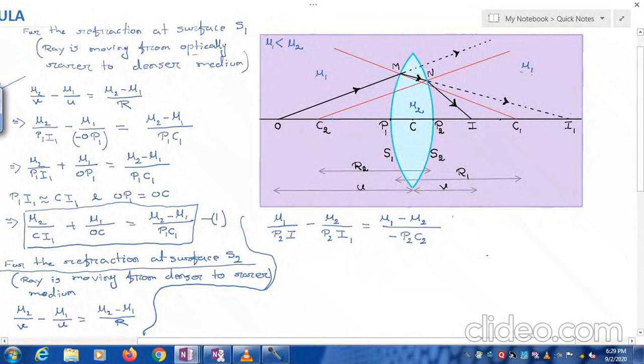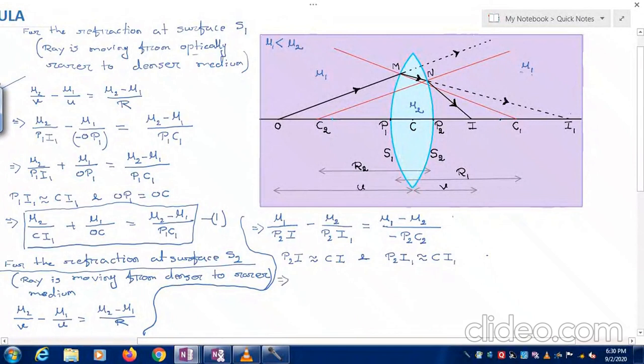This implies, now see, again we apply that assumption that C and P2 are very close to each other, or in comparison to this image distance and object distance, the CP2 distance is very negligible or very less. So P2I is comparable to CI and P2I1 is nearly equal to CI1. Let us put these values in the above equation.